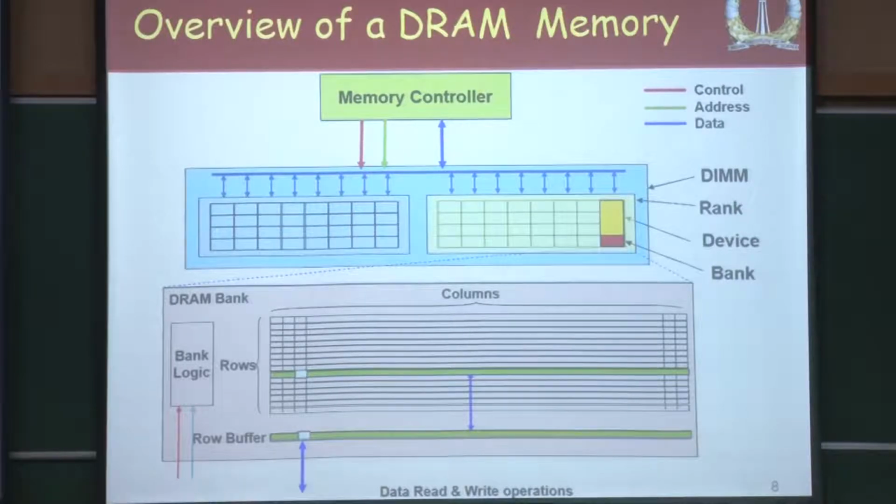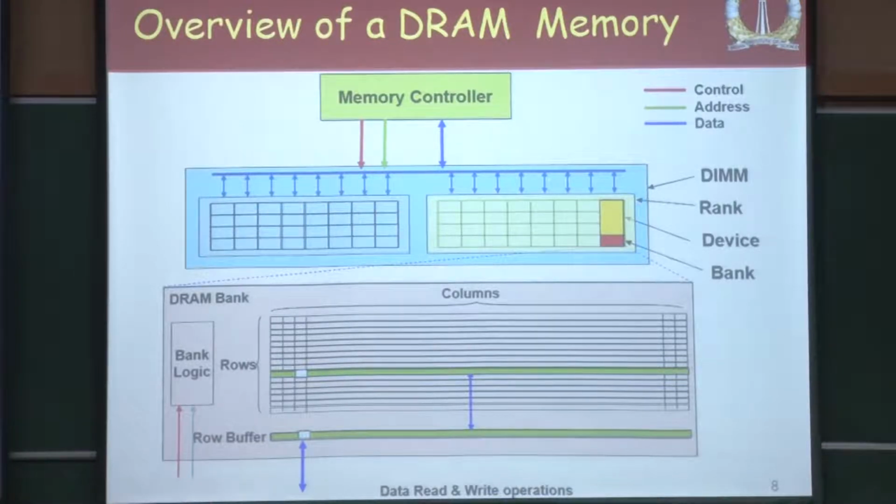So, whenever you want to access a row, either that row should already be available in the row buffer, or before you could bring it to the row buffer, anything which is there in the row buffer has to be precharged, written back into the device. Then the row that you want has to be brought in, that is activate. Then you do a column access. So, there are three things involved here: precharge, activate and column access.